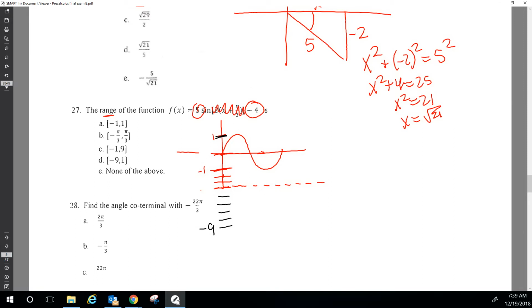So my range would look something like this. My range goes from negative 9 up to positive 1, including both of those endpoints. And so that is D.